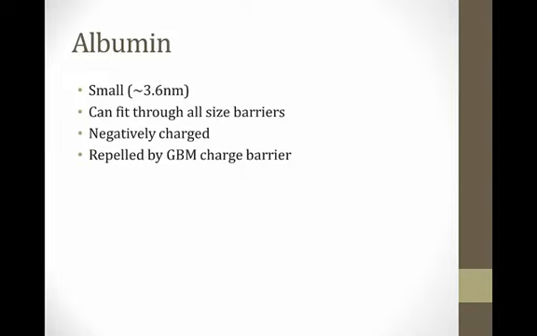So albumin is the major protein in the blood. Recall that it's responsible for most of the oncotic pressure of the plasma, and it's a small protein, about 3.6 nanometers in size. So it can fit through all the size barriers. The reason it can't get through the filtration barrier is because it's negatively charged and it's repelled by the glomerular basement membrane. I made this point before, but I'm just mentioning it again because albumin getting into the urine is responsible for much of the pathology in glomerular diseases.